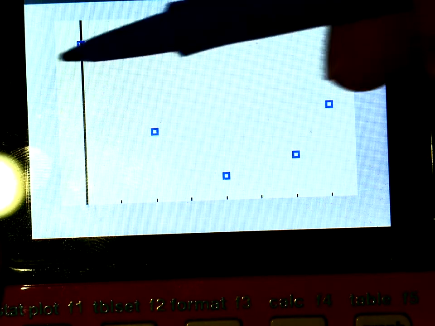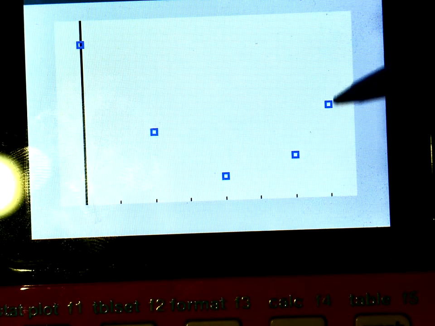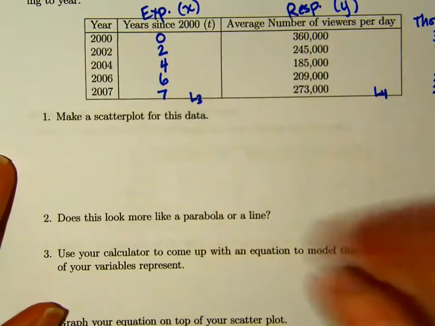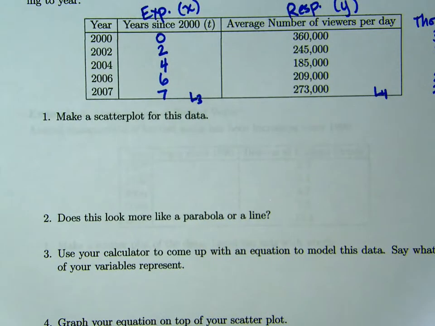Huh, interesting. So it decreased, and then it started increasing again. Very interesting. All right. Well, let's write that down. Make a scatter plot for this data.